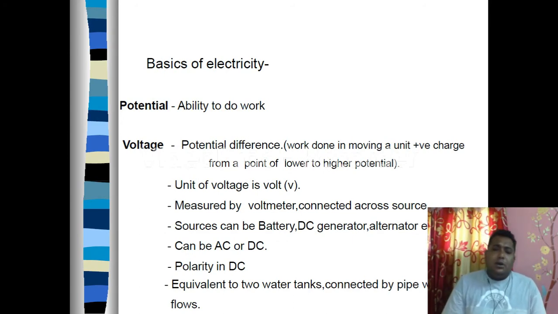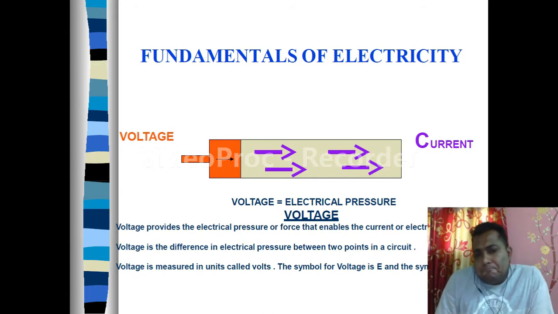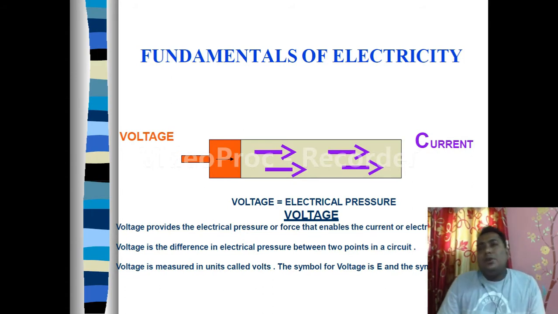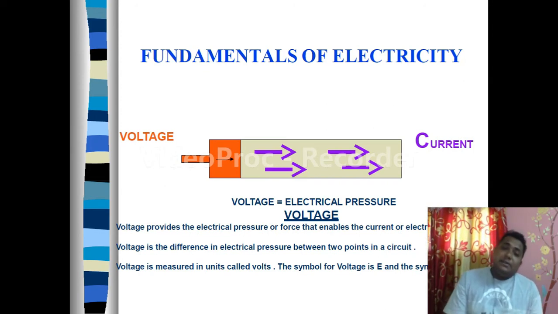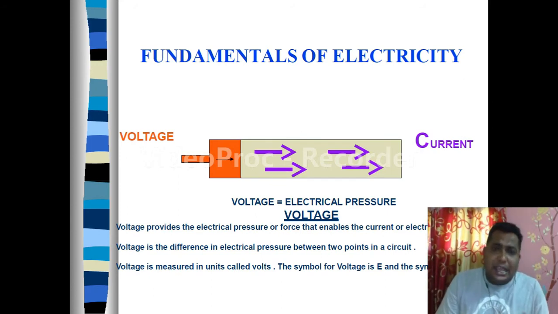It is equivalent to two water tanks connected by a pipe, where water flows. Yes, a very simple example. This is the voltage we have to apply to the system. If we apply higher voltage to the system, higher current will flow. Now, instead of 10 volts, if we give 20 volts, we can find that instead of 0.1 current, 0.2 current is flowing. Say, for the example I am telling you. But why? Because of the electrical pressure.